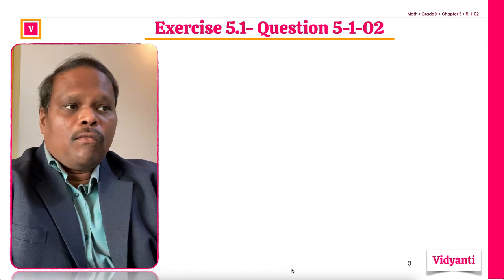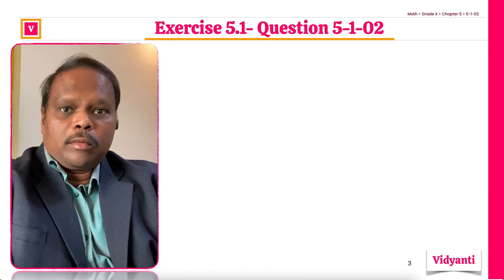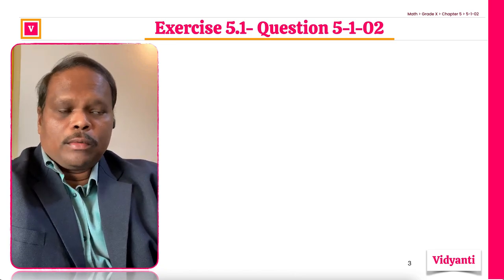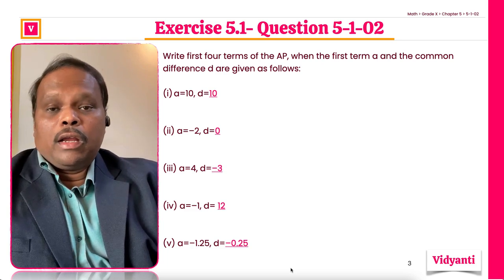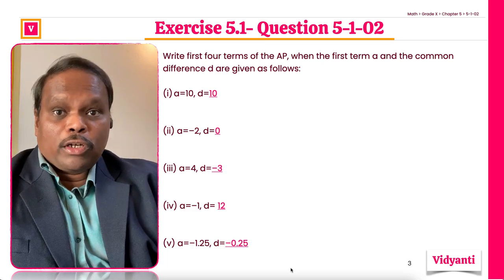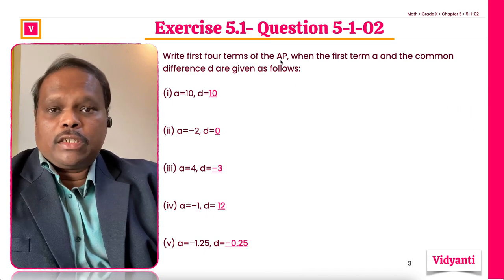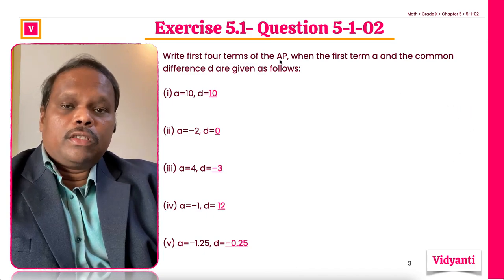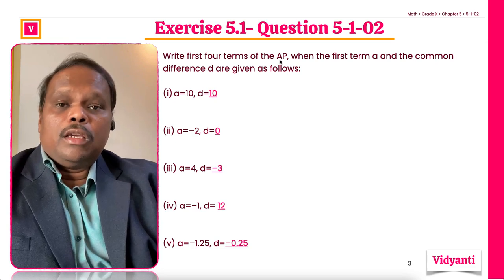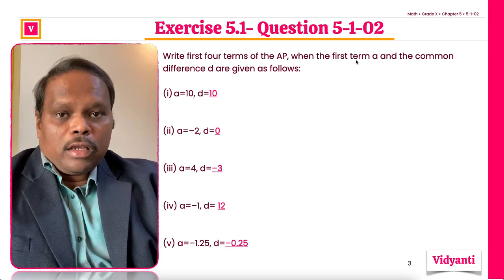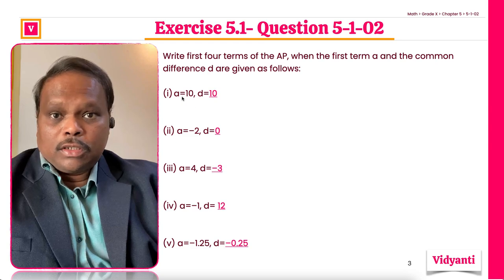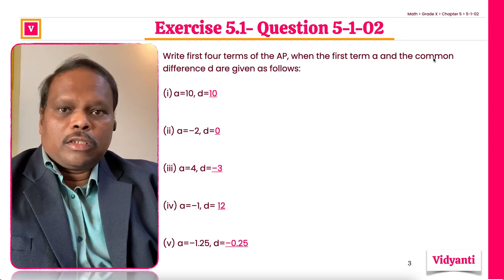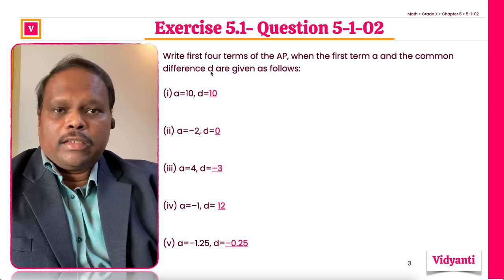This is exercise 5.1.2. We are still in arithmetic progression, exercise 5.1. We have been given 5 sub questions. We are supposed to write at least the first 4 terms of an AP, which stands for arithmetic progression, where the difference between two successive terms is constant. In every sub question, we have been given the first term as A and the uniform, constant, common difference as D.